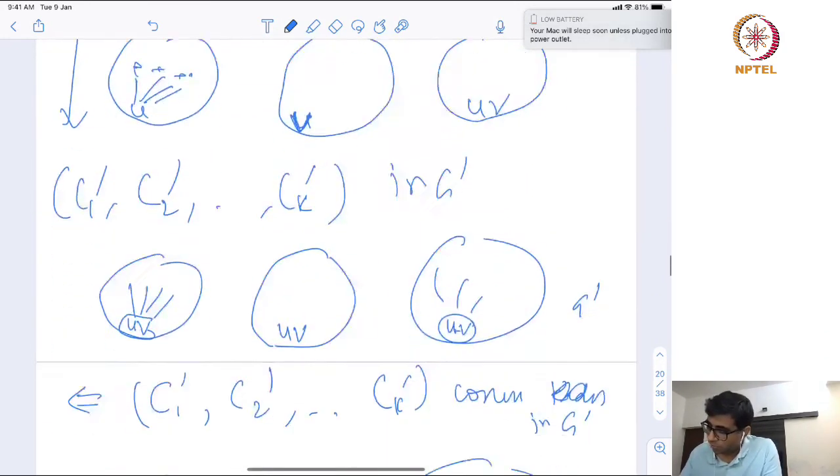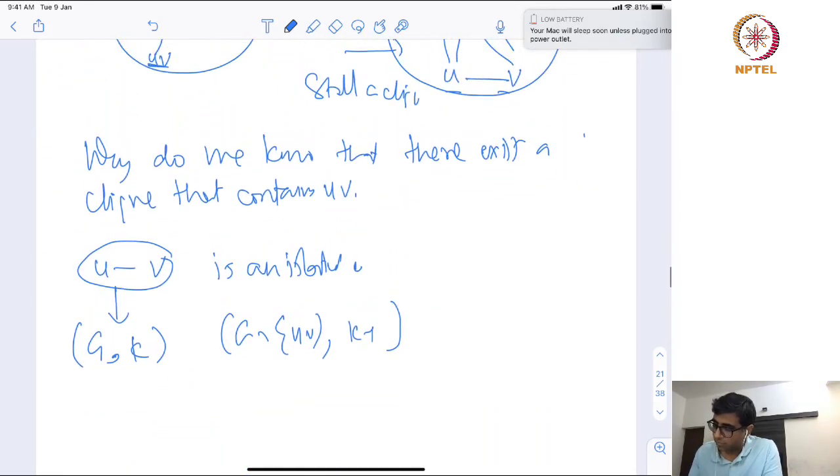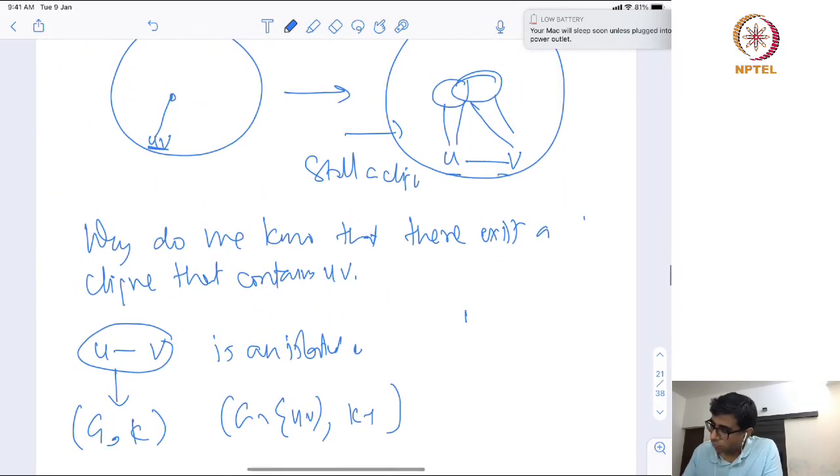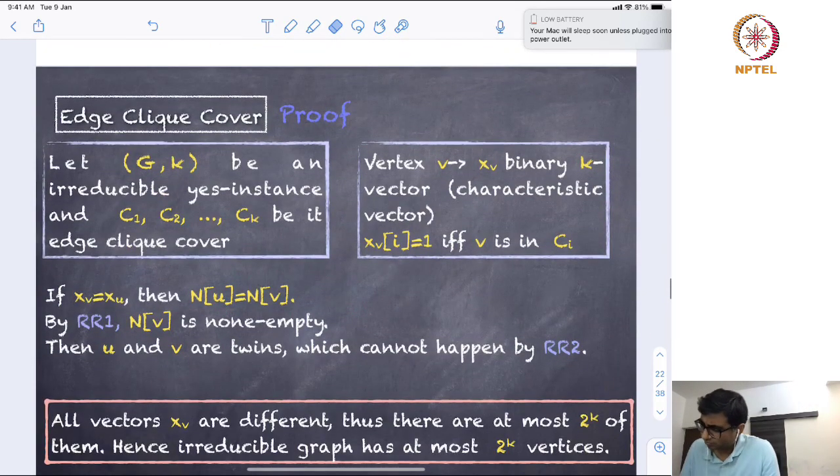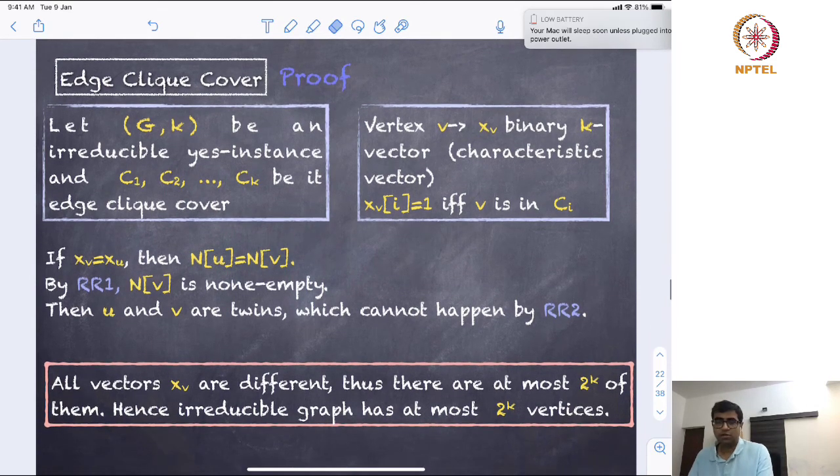And if such an isolated edge does not exist, what is the meaning of this? UV also has some other common neighbor. In that case, in G prime, UV has an edge adjacent to itself. It means there will be a clique where UV will be present, and then the edge UV will be covered also in G prime, G. So this nice contraction operation preserves this. So these are reduction rules: we look at the graph, we analyze its structure, and we are able to say this. And the proof is very simple. So that's the reduction rule.